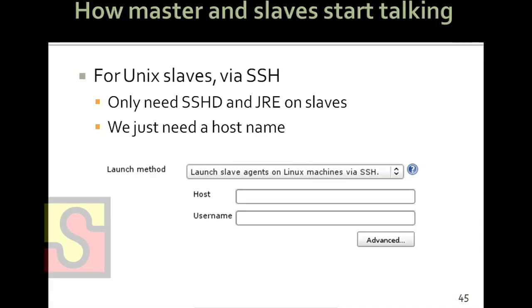And then hopefully you have a reasonable public key authentication structure set up, so you don't have to manually specify the password to log in. But if you do need to specify a password, you can also do so. And in this way, Hudson master can connect to the Unix slaves without you ever going to the Unix slaves and doing something on their console.